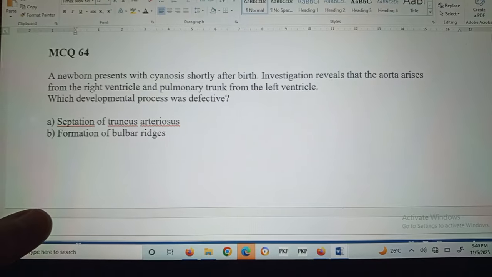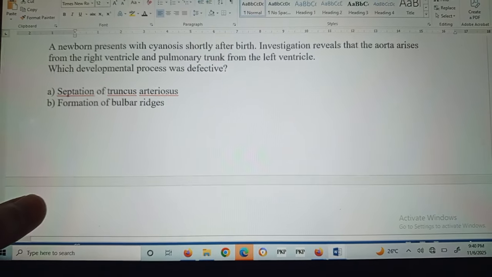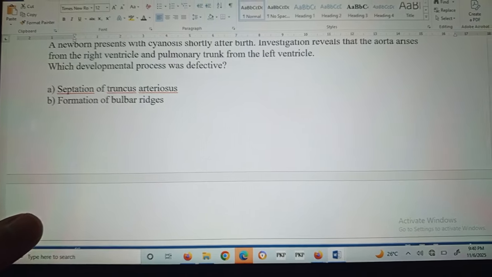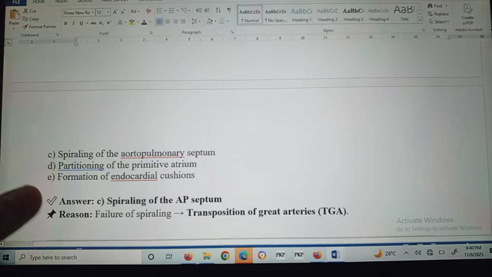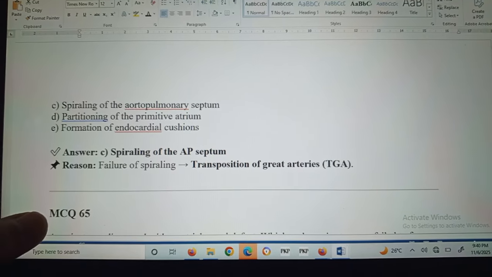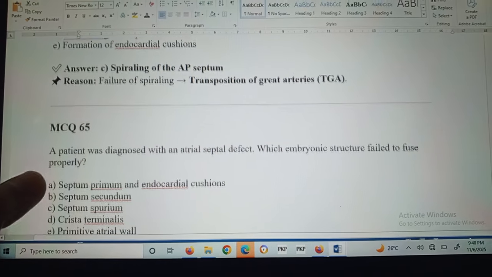A newborn presents with cyanosis shortly after birth. Investigation reveals that the aorta arises from the right ventricle and pulmonary trunk from the left ventricle. Which developmental process was defective? Spiraling of the aorticopulmonary septum. Failure of spiraling leads to transposition of the great arteries.